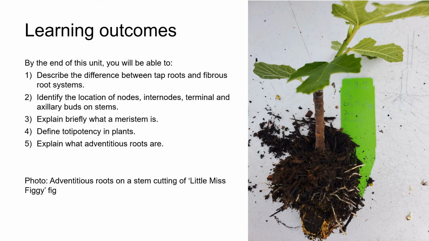By the end of this unit, you'll be able to describe the difference between taproots and fibrous root systems, identify the location of nodes, internodes, terminal and axillary buds on stems, explain briefly what a meristem is, define totipotency in plants, and explain what adventitious roots are.